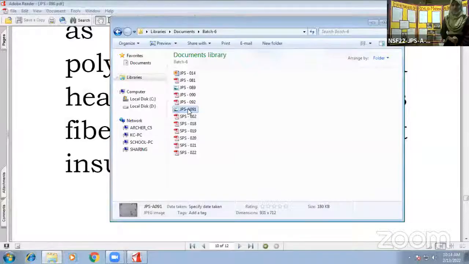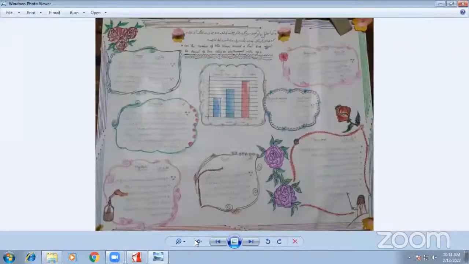091 Arshia Muhammad from Government Girls High School, Lancer, Golconda. On the topic, does the number of turns of wire in an electromagnet affect its strength?